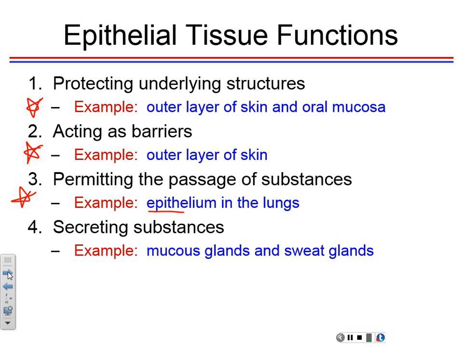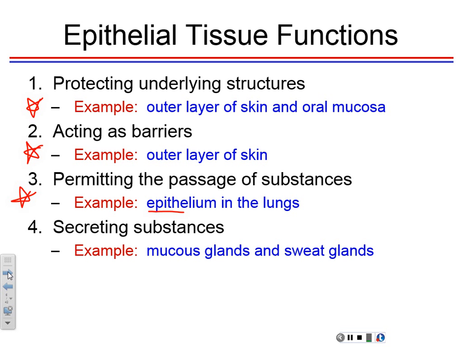And then secreting substances. All the glandular tissues, we'll talk about them later on, are epithelial tissue, like salivary glands, sweat glands, all those. Some of them are single-celled, like the goblet cells that you find lining the small intestine and the stomach, producing mucus, okay, and those are classified as unicellular.